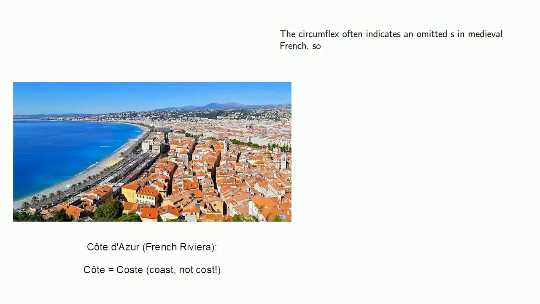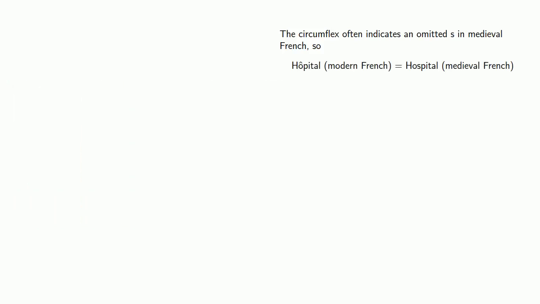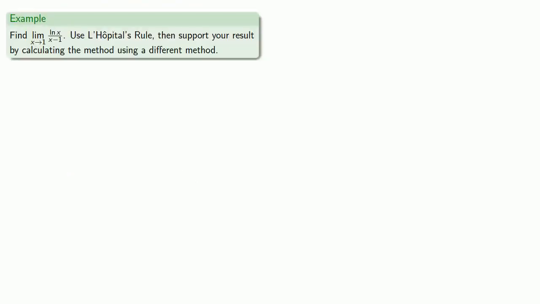Now, just a quick note, the circumflex often indicates an omitted S in medieval French. So, hôpital in modern French was actually spelled hospital in medieval French. And if you've listened to me this far, you know what to expect. Far too much wordplay around this connection. So let's take a simple initial example.